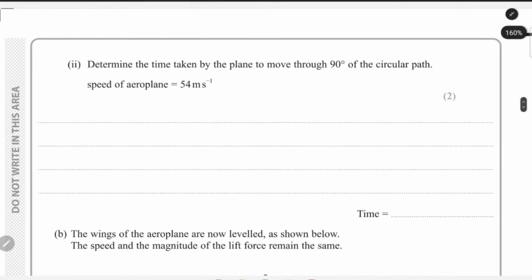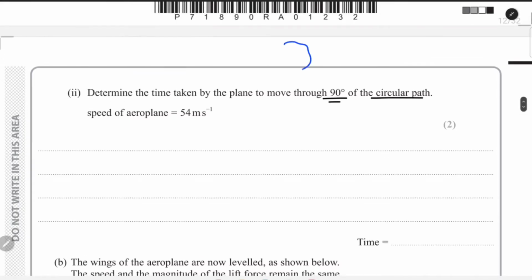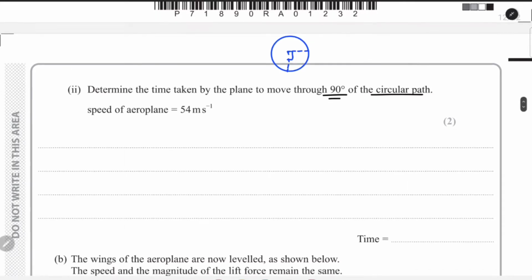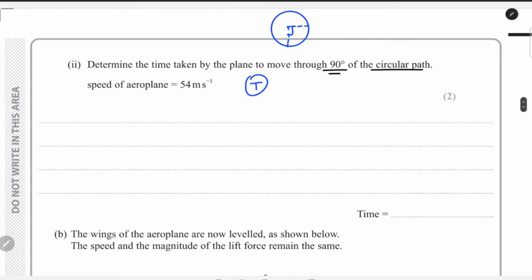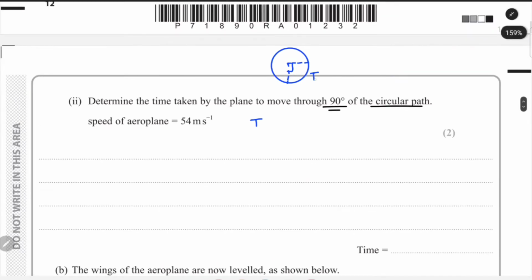Now for part 2, we have to determine the time taken to move 90 degrees of its circular path. The entire circular path is 360 degrees. 90 degrees is a quarter of a circular path. So if the total circular path takes time T, this part over here will take T by 4 seconds, since it's a quarter of the entire circle.